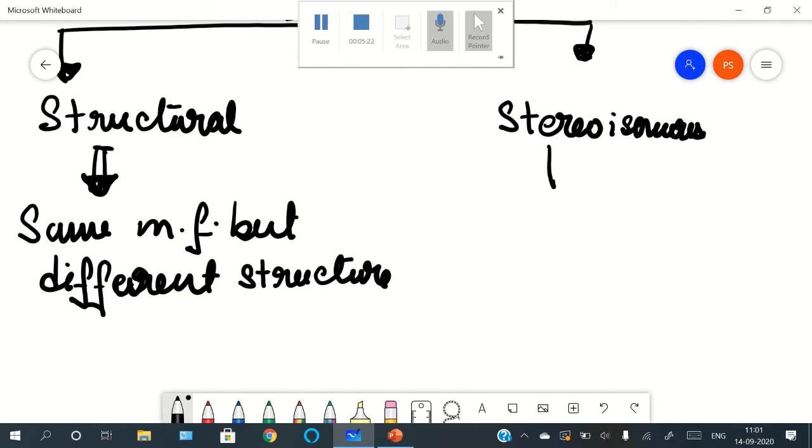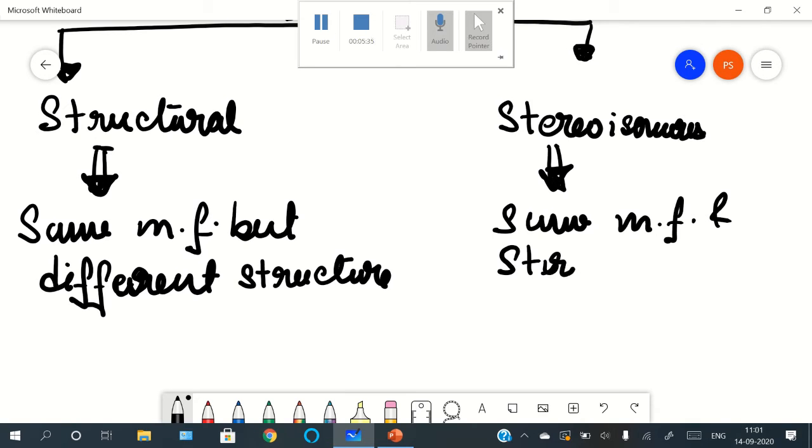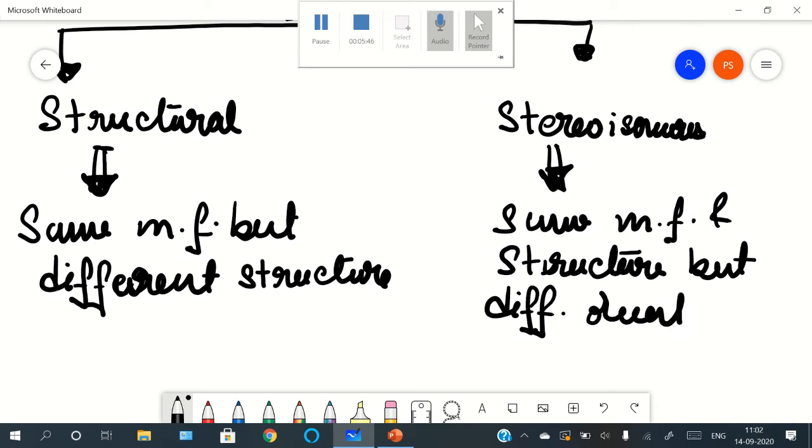Stereoisomerism a little bit different. Same molecular formula and structure but different orientation of bonds with respect to one another.